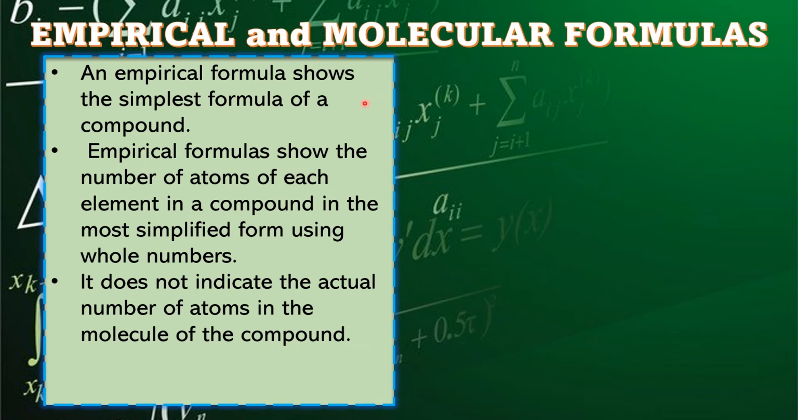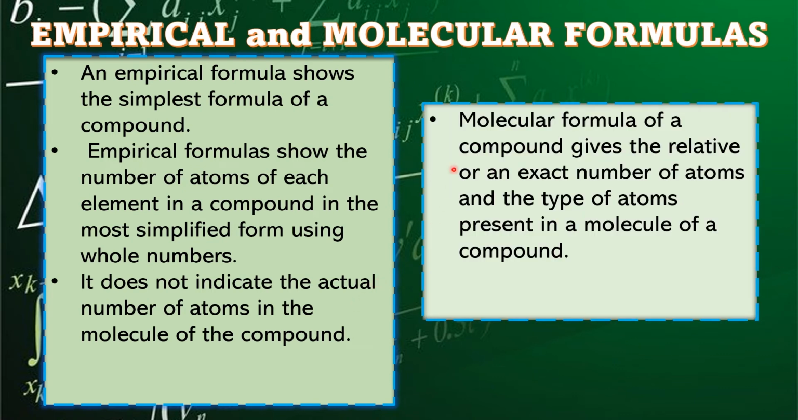An empirical formula shows the simplest formula of a compound. Also, it shows the number of atoms of each element in a compound in the most simplified form using whole numbers. Remember, class, that it does not indicate the actual number of atoms in the molecule of a compound. While a molecular formula of a compound gives the relative or the exact number of atoms and the type of atoms present in a molecule of a compound.